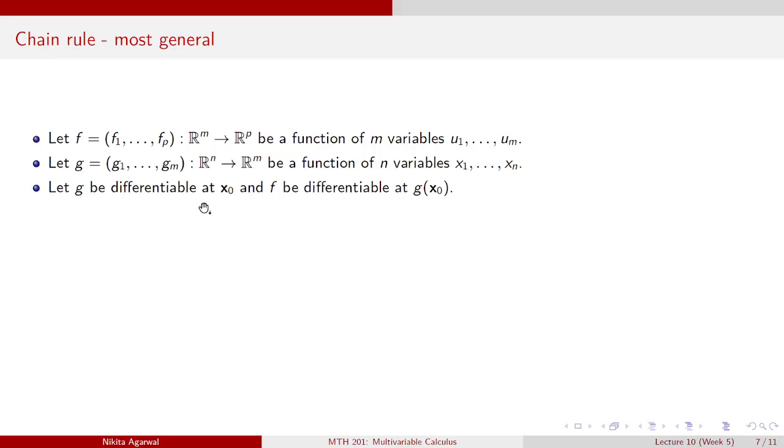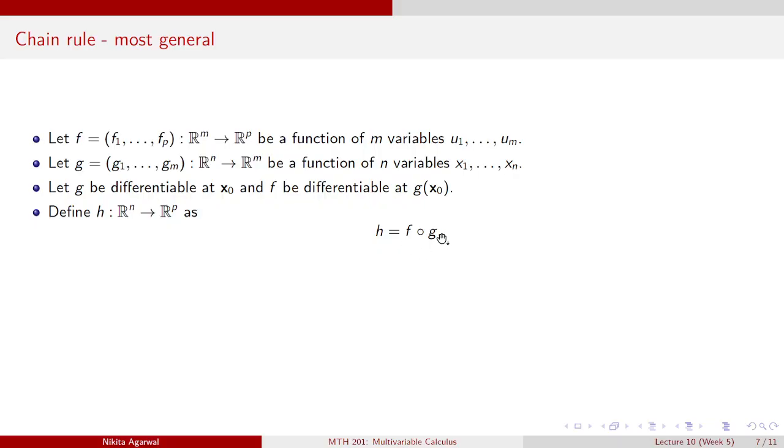Now suppose g is differentiable at x0, which is a point in R^n, and f is differentiable at the point g of x0. So g of x0 will sit inside R^m. R^m is what we need, because f's domain is R^m. Therefore, we need a point which is in R^m. So it makes sense.